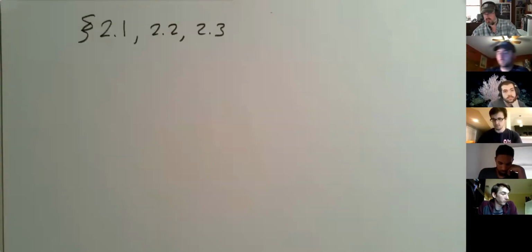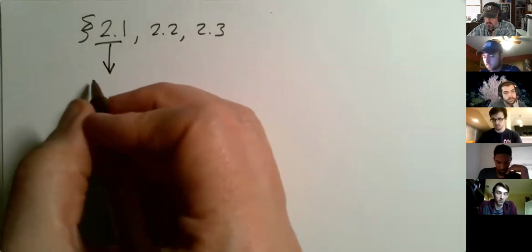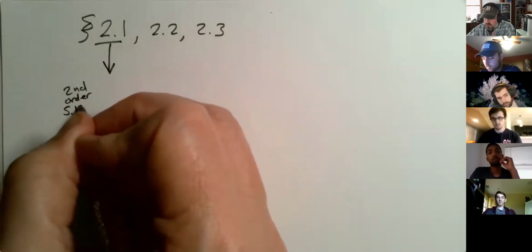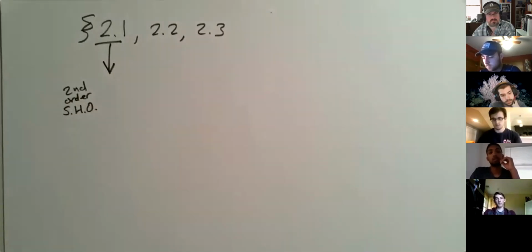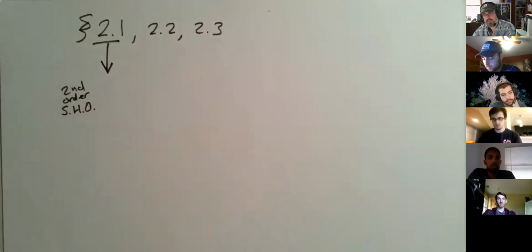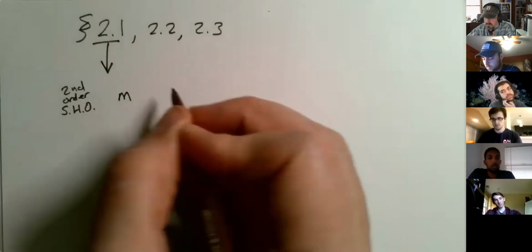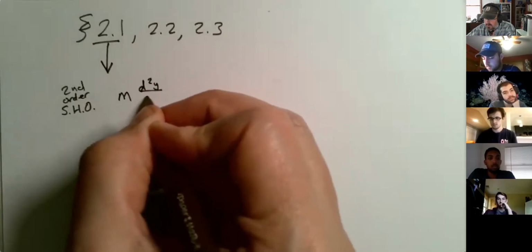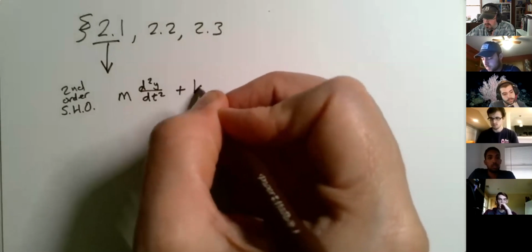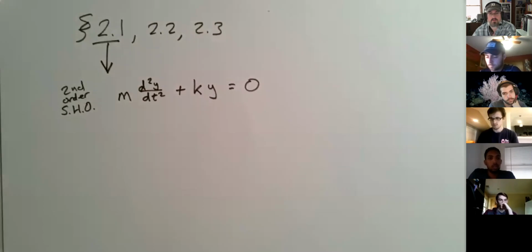The equation that we're going to be looking at in 2.1 and a little bit in 2.2 is our second order simple harmonic oscillator. The simple harmonic oscillator equation says that if you have your mass times the second derivative of position with respect to time, plus your spring constant times your position, that's going to equal 0.